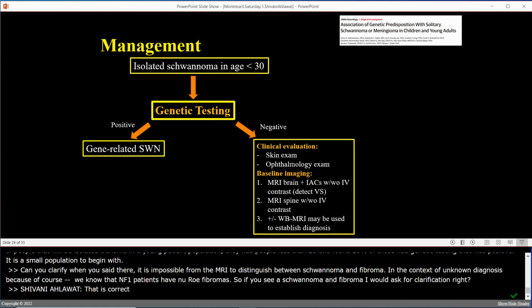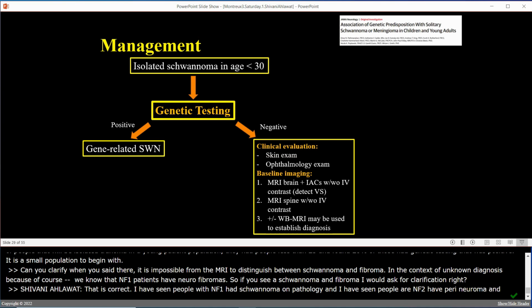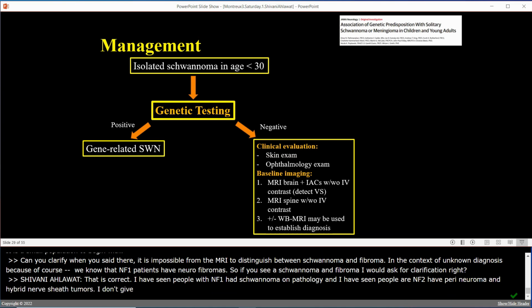People with NF1 should have neurofibromas. That's the hallmark tumor. People with NF2 and schwannomatosis should have schwannomas. I have seen people with NF1 have schwannoma on pathology, and I have seen people with NF2 have perineuroma and hybrid nerve sheath tumors. So I don't give a name. I just say benign peripheral nerve tumor, likely neurofibroma, if I know someone is with NF1. But my practice is also a sarcoma tertiary referral center. So we see just a mass. Someone comes in with a bump or a lump, no syndrome. So we keep an open mind and we just try and see if it needs a biopsy or needs close follow-up, or is it even a tumor at all?